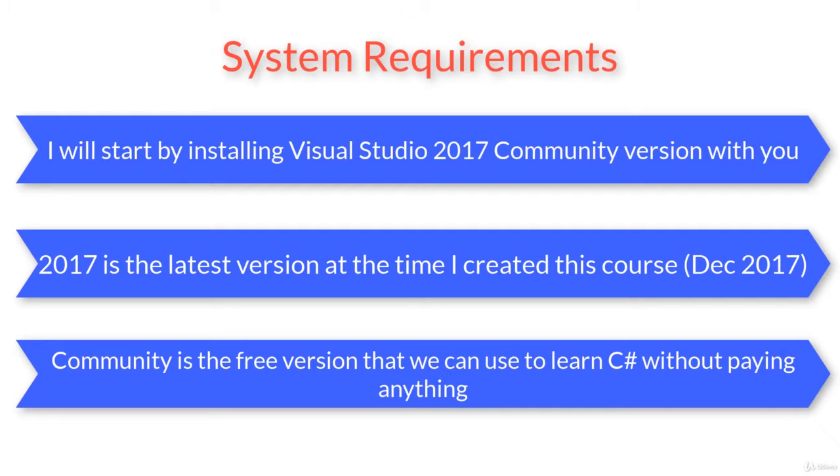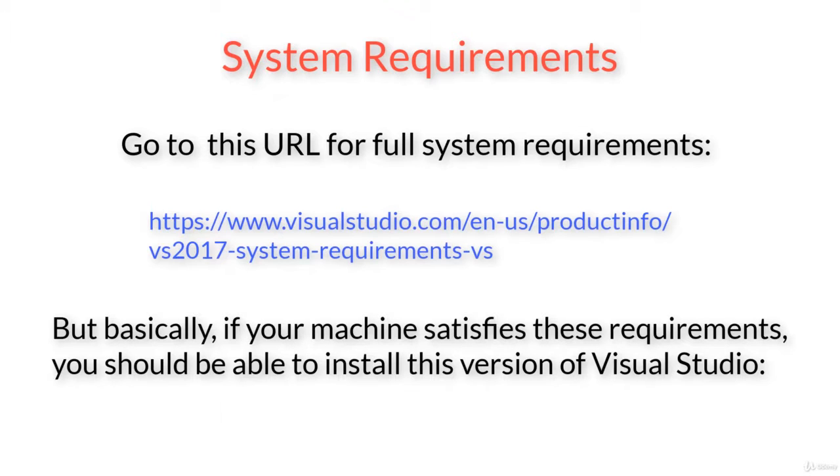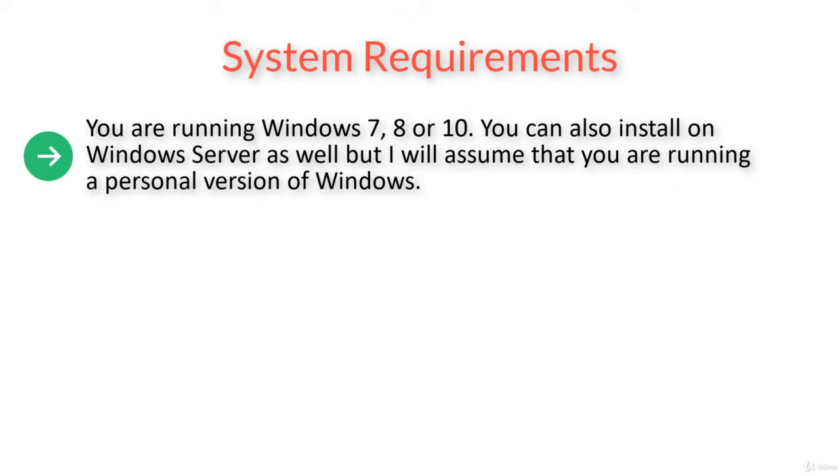Let's check the hardware requirement first. You can go to this URL on the screen to see the full system requirements, but basically, if your machine satisfies these requirements, you should be able to install this version of Visual Studio. Number 1. You are running Windows 7, 8, or 10.